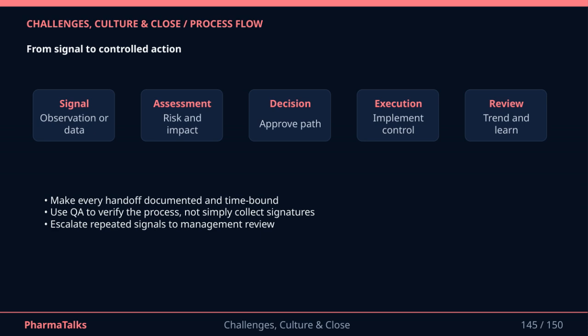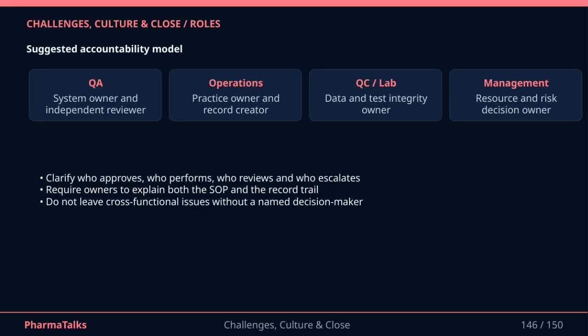This structured approach helps maintain control while fostering a culture of accountability and continuous improvement. On this slide, we're focusing on the suggested accountability model, which is crucial for addressing challenges related to culture and closing gaps in our processes. The key roles include the system owner and independent reviewer, who are responsible for oversight and ensuring compliance.